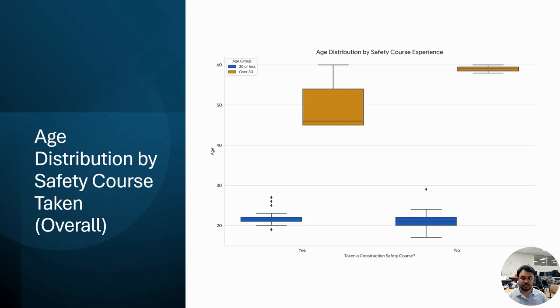So here, you can see this is the age distribution by safety course taken overall. We can see the younger group, their median is like 22, and whether they have taken the course or not doesn't matter. But when it's about the older group, those who have taken courses have a median of like 45, and the range is 45 to 55. But those who have not taken the course are more than 58.